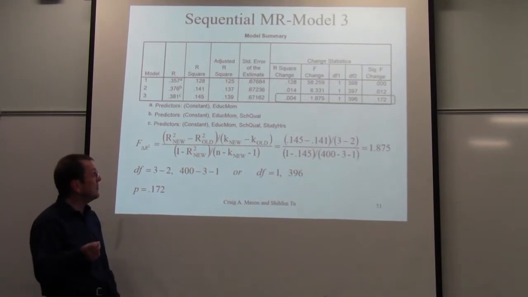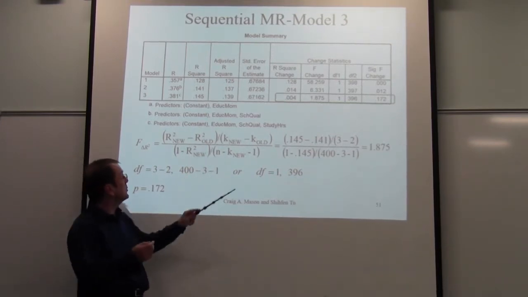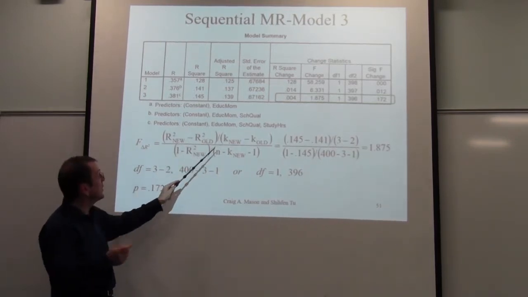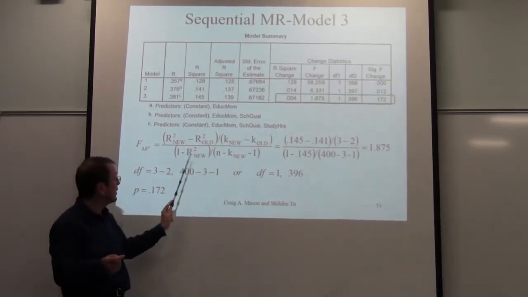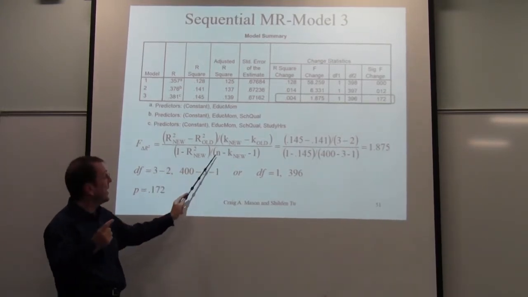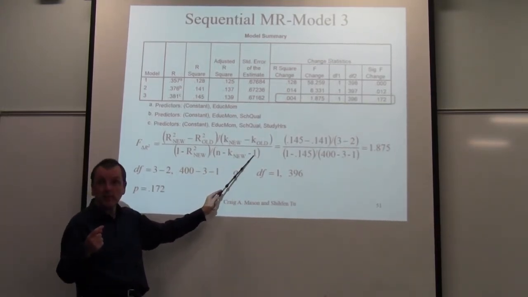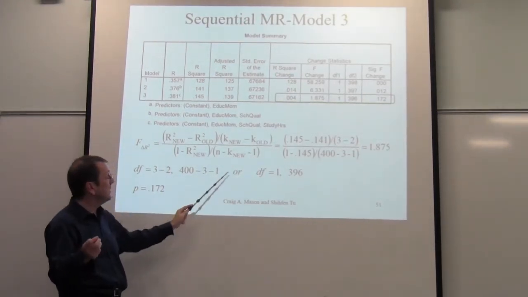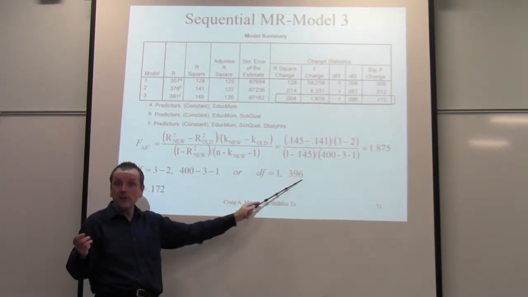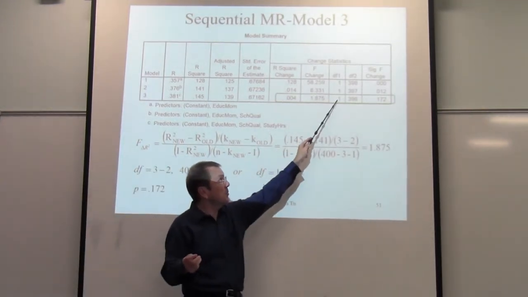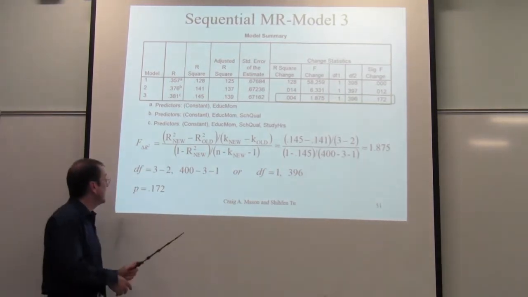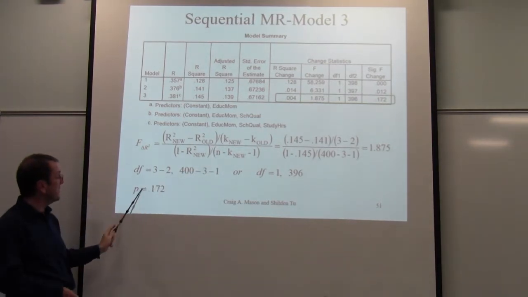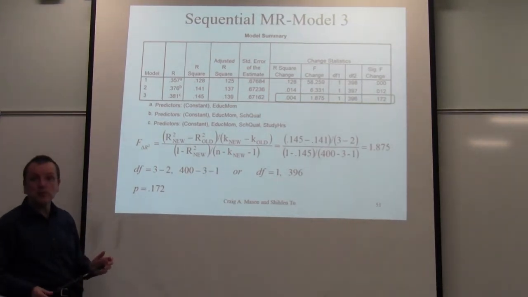The degrees of freedom is the change in k, 3 minus 2, or 1, and n minus k new minus 1, 400 minus 3 minus 1. So the degrees of freedom are 1 and 396. It's right here, 1 and 396. F with 1 and 396 degrees of freedom equal to 1.875 has a p-value of 0.172.